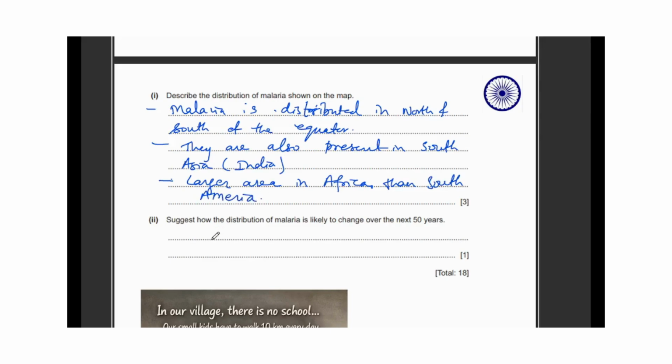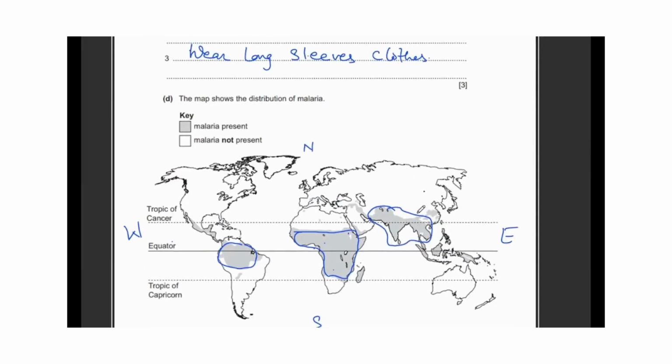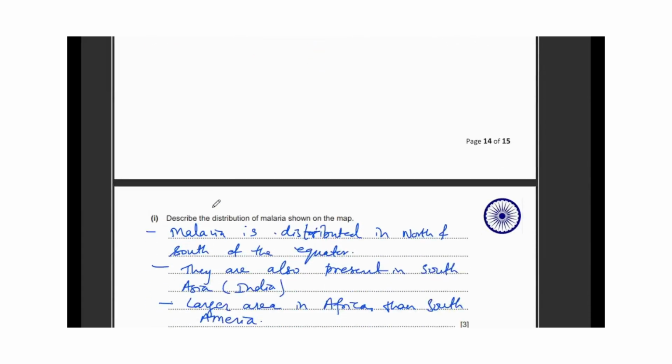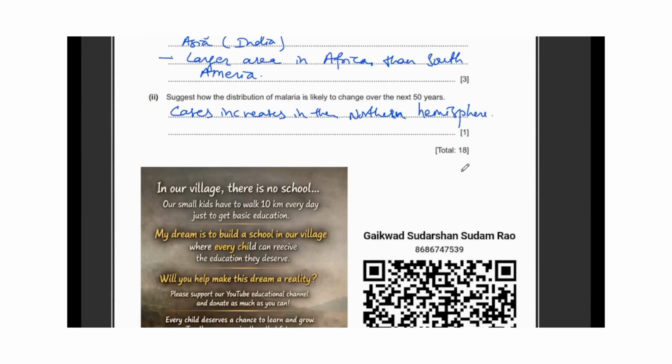Next, suggest how the distribution of malaria is likely to change over the next 50 years. Now, cases may increase. For the next 50 years we are just assuming, okay, cases increase in the northern hemisphere. Okay, why is it in the northern hemisphere more? Maybe because malaria is not present here. So if it is not present this side, maybe in future it may spread. And that's the end of our 80 marks paper.